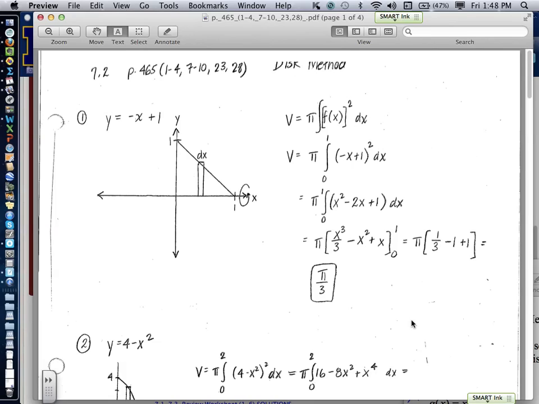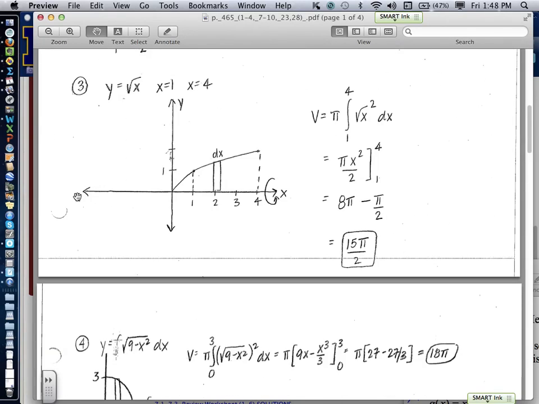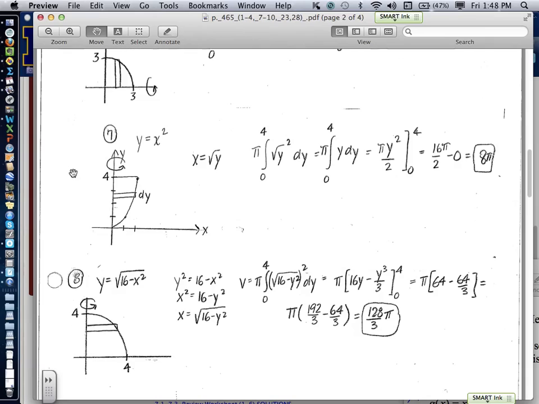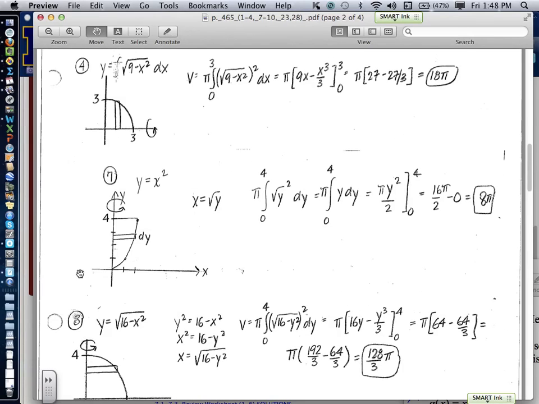Number 8? Okay. We can look at any of these you like. I'm happy to go over any of them. So here's a couple where we go around the y-axis instead of the x-axis. Let's take a look at that.